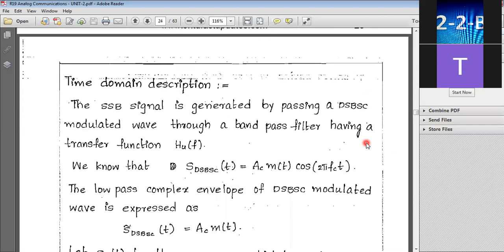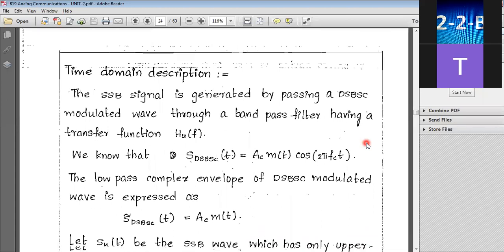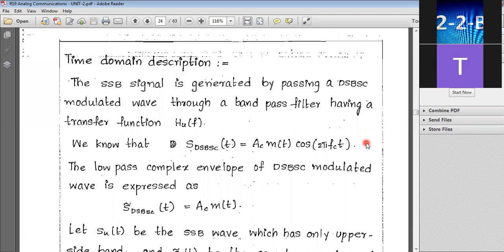Now put aside the heading: time domain description of SSB. Listen carefully and note carefully.